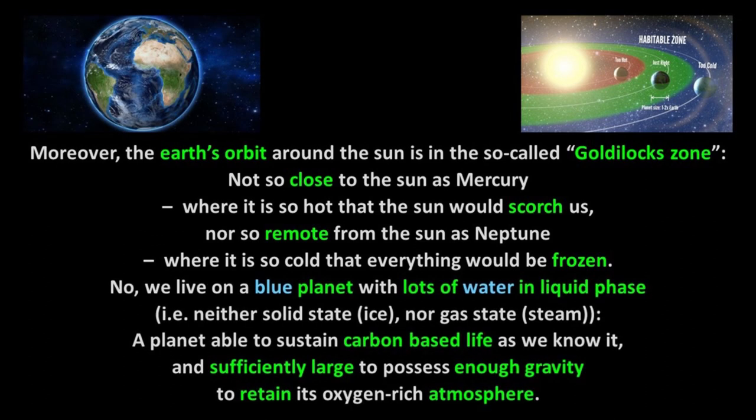Also, we live on a blue planet with lots of water in liquid phase. That is, neither the solid state, which we call ice, nor the gas state, which we call steam. A planet able to sustain carbon-based life as we know it, and sufficiently large to possess enough gravity to retain its oxygen-rich atmosphere. If the Earth didn't have enough gravity, our atmosphere would just drift away into space, and we wouldn't be able to breathe. If the Earth was smaller, it wouldn't have enough gravity to do that. That's what happened to Mars.